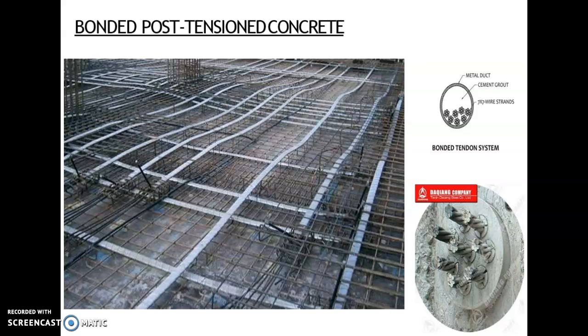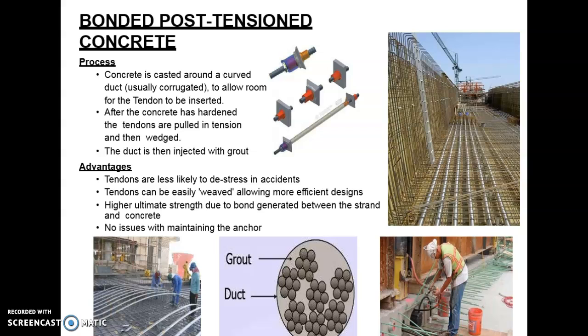The image shows the bonded tendon system. Wire strands are inside, surrounded by the cement grout, and enclosed by the metal duct. Bonded post-tensioned concrete. This is the process showing how bonded post-tensioned concrete is made. The concrete is cast around the curved duct to allow the tendon to be inserted. After the concrete has hardened, the tendons are pulled in tension and then wedged. The duct is then injected with the grout.